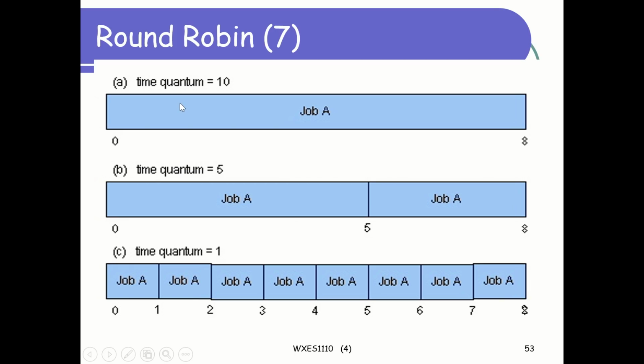So you have a time quantum here. There's no context switching, therefore there's no overhead. The CPU cycle ends shortly before the time quantum expires. No difference between round robin and the FCFS algorithm. This one is for A.